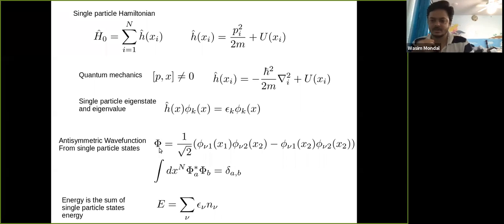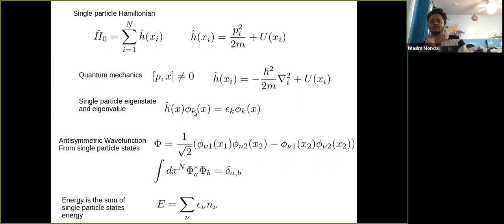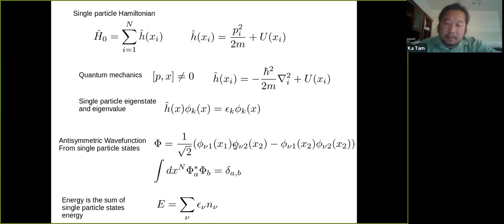Yeah, I have just one question. From this antisymmetric wave function expression, what is the index nu1 and x1 and nu2 and x2? I'm sorry, I should have used k to make it consistent. It's basically the index of the single particle eigenstate. Okay, you just replace the k by nu here. Okay, sorry about that.